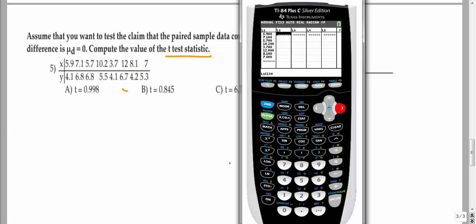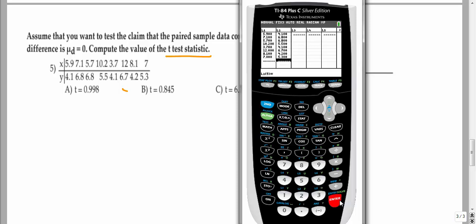Let's enter our y values under L2: 4.1, 6.8, and another 6.8, 5.5, 4.1, 6.7 and 4.2, and our last one is 5.3.